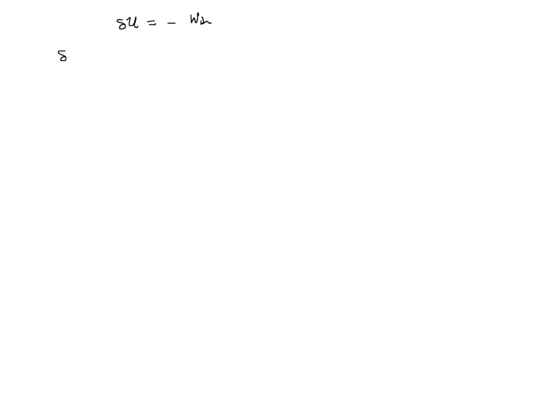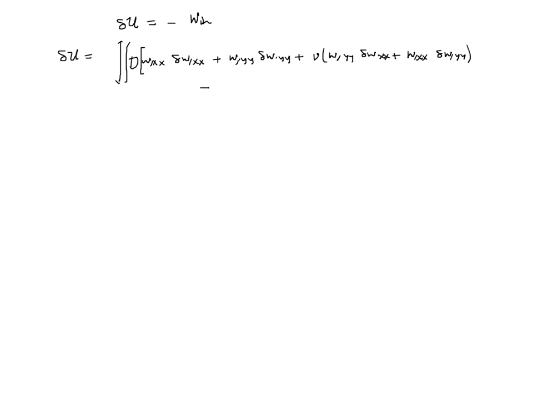So delta U equals the double integral of D times [W,XX delta W,XX plus W,YY delta W,YY plus nu W,YY delta W,XX plus nu W,XX delta W,YY plus 2(1 minus nu) W,XY delta W,XY] dx dy. Very good. So now what we need to do is to see what U is.